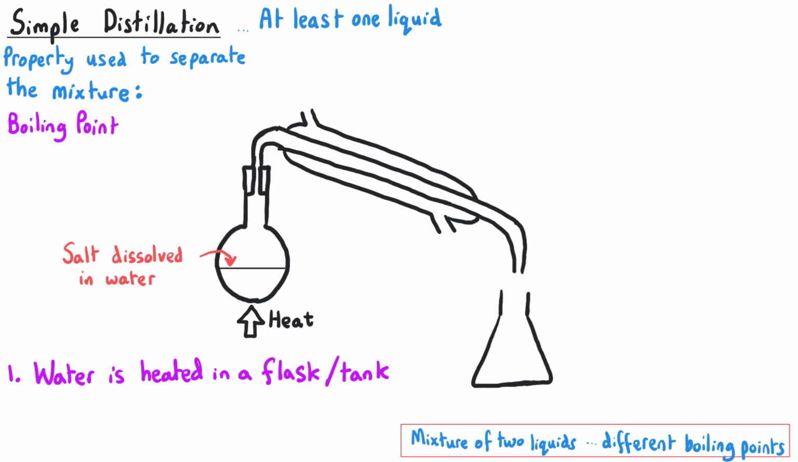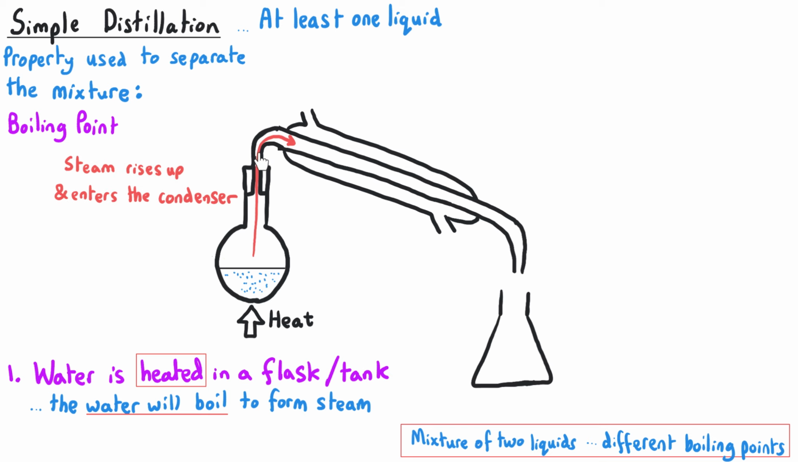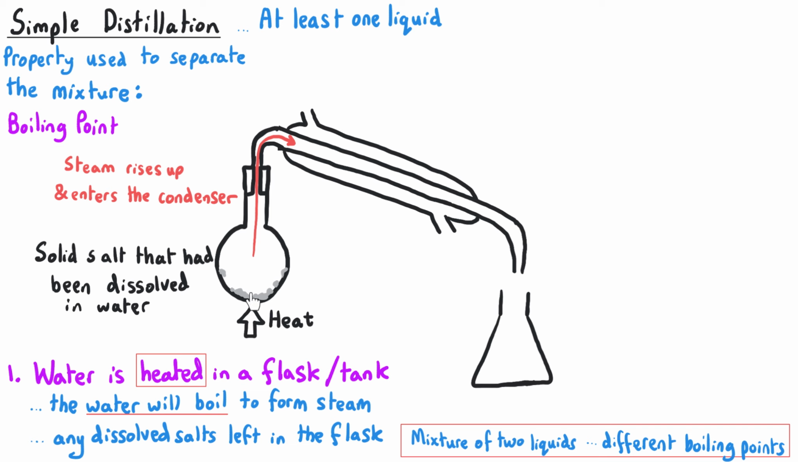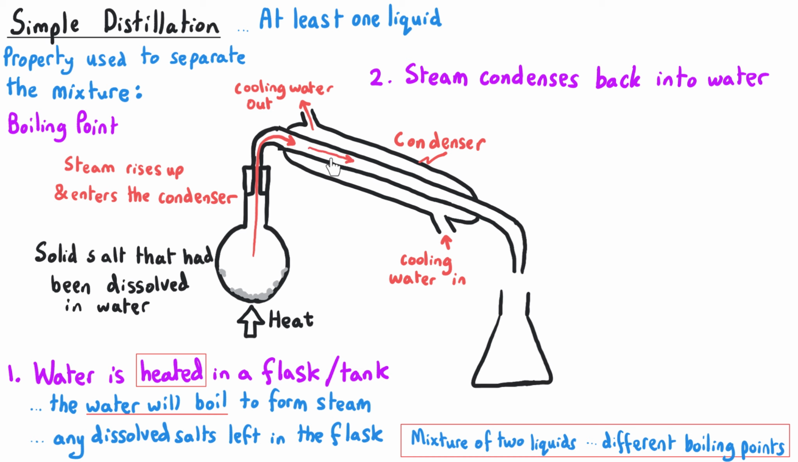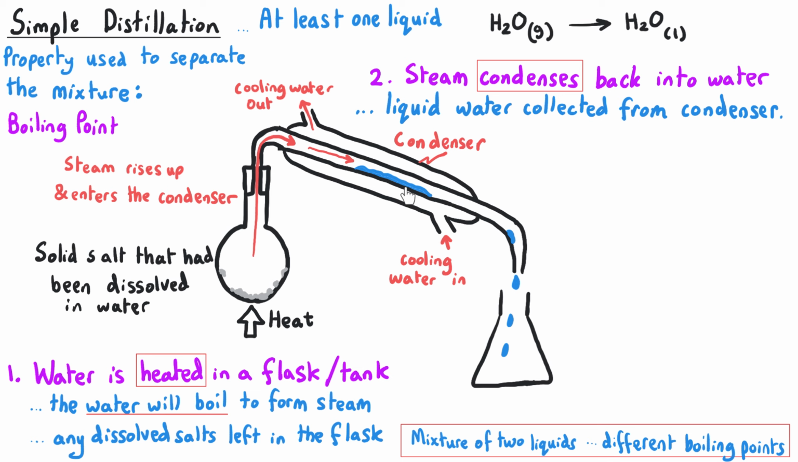The process of distillation can be used to remove the salt from seawater and to produce drinkable water as a result. This involves firstly heating the water in a flask or in a tank, depending on the scale that you're carrying this out on. And when this happens, the water will boil and steam will form. And then this steam will rise up and out of the flask, leaving behind any dissolved salts as a solid in the flask. And then the steam will move through the distillation apparatus and it will condense back into water as it cools down. And the liquid water will usually form in the condenser and it will dribble down into the collecting vessel at the other end of the apparatus.